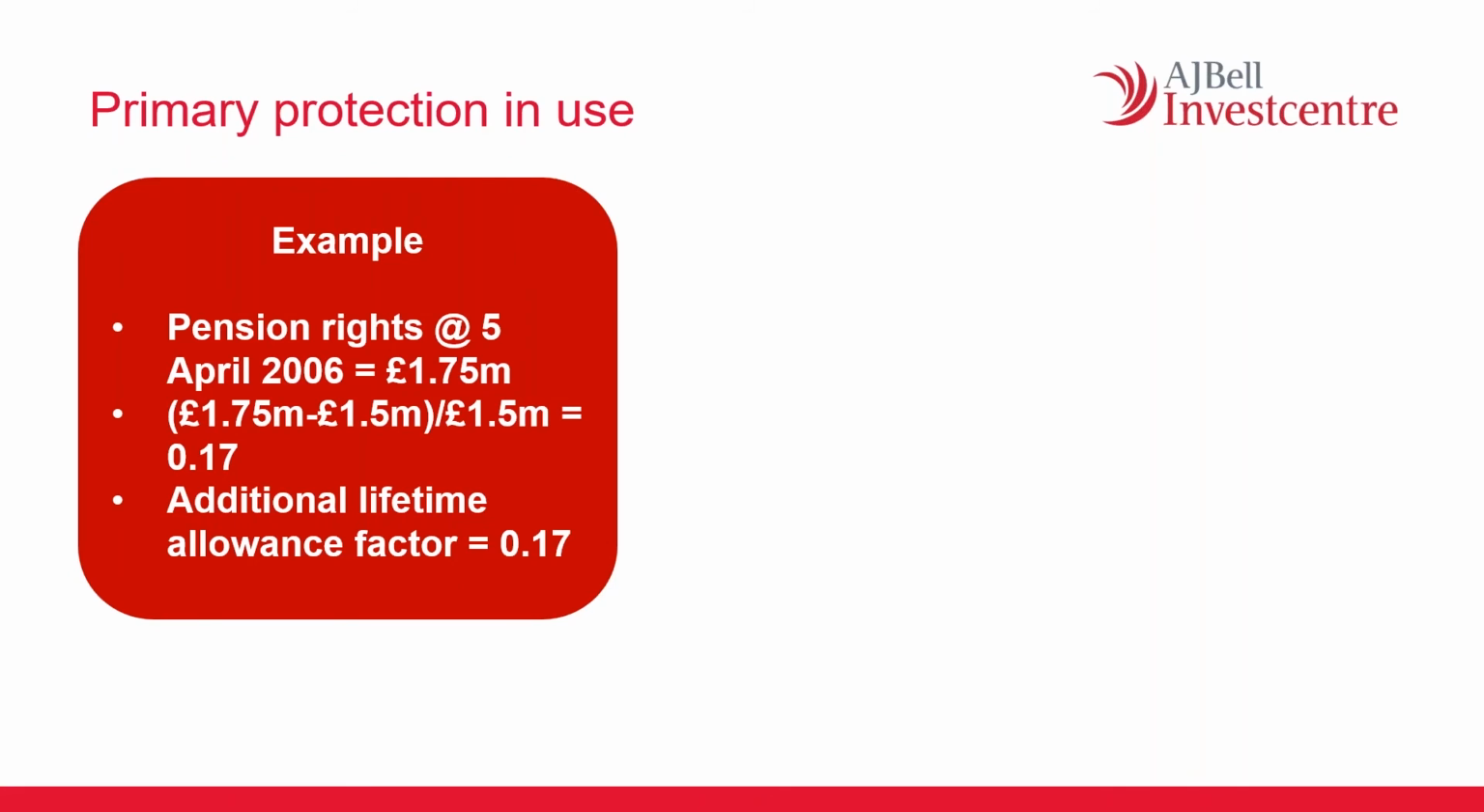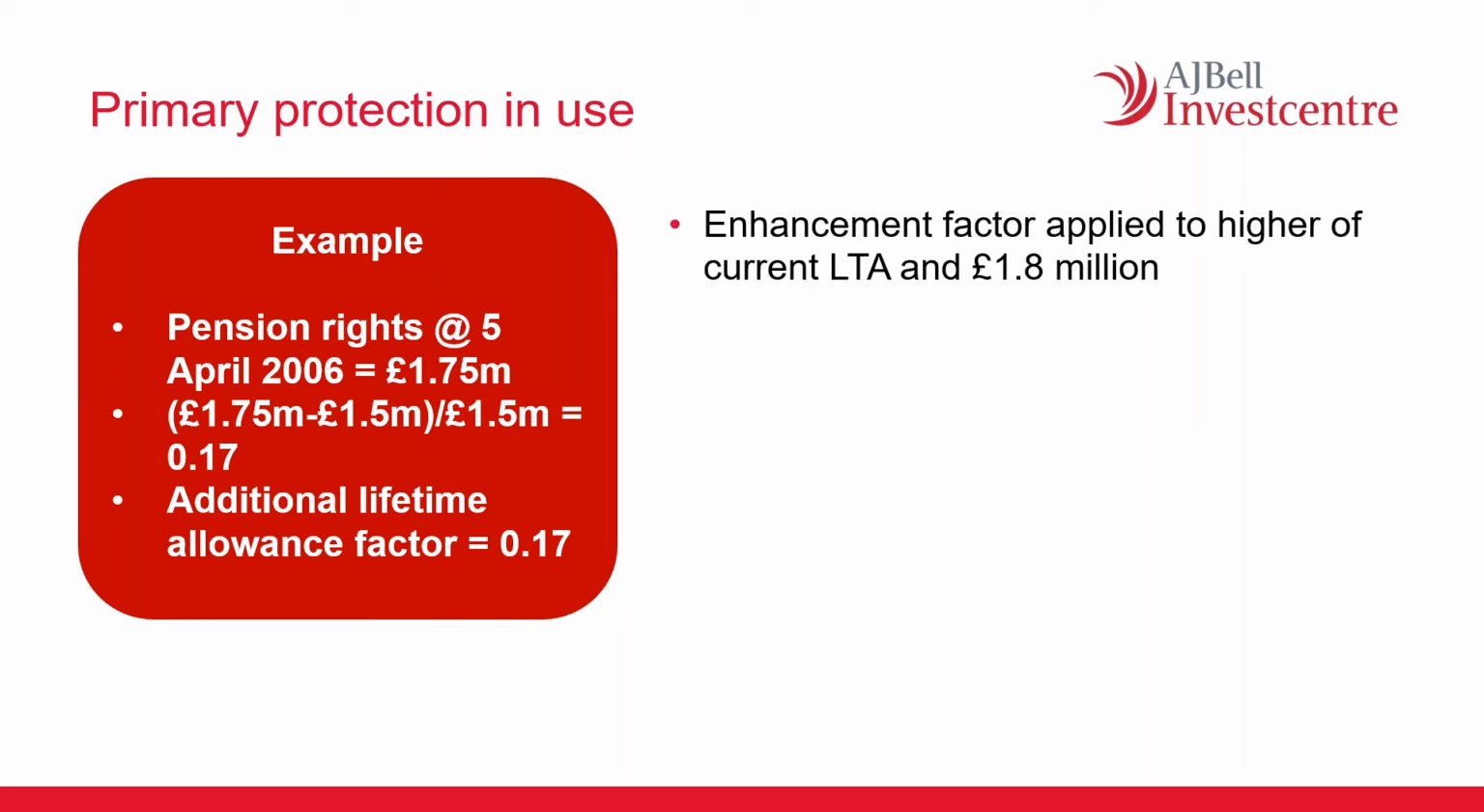So the example that I used right at the start of how you calculate it, I've just put that back up there again. Somebody with pension rights on the 5th of April 2006 of 1.75 million, we worked out their lifetime allowance factor would be 0.17. When they come to take benefits, the enhancement factor is applied to the higher of the current lifetime allowance and 1.8 million. That's because the 1.8 million is what's called the underpinned lifetime allowance.